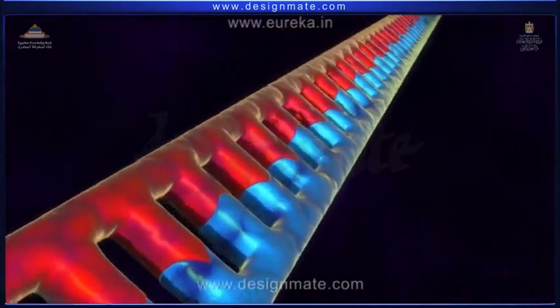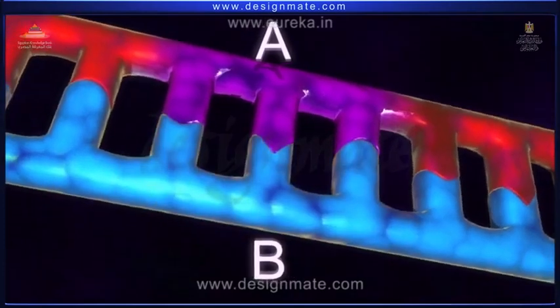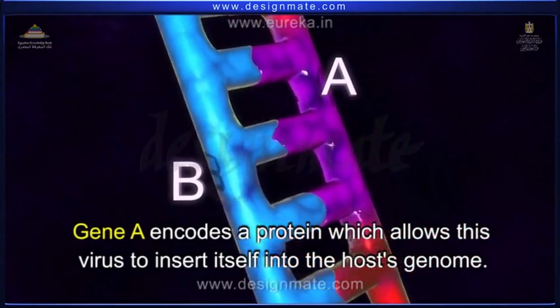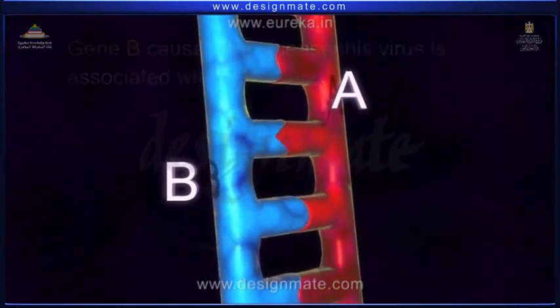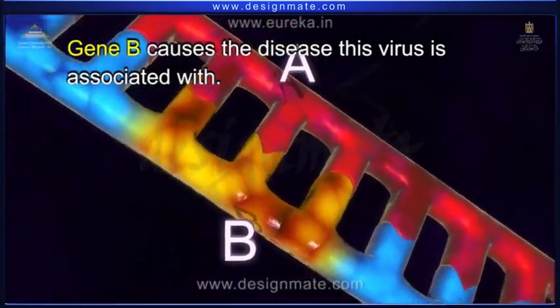It contains two genes. Let us mark them as A and B. Gene A encodes a protein which allows this virus to insert itself into the host's genome. Gene B causes the disease this virus is associated with.